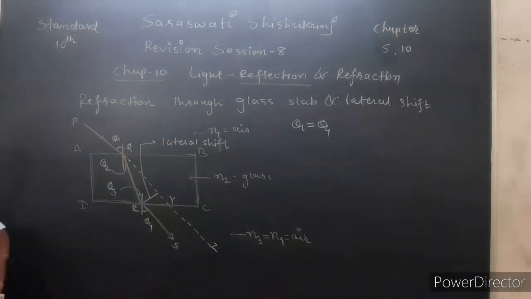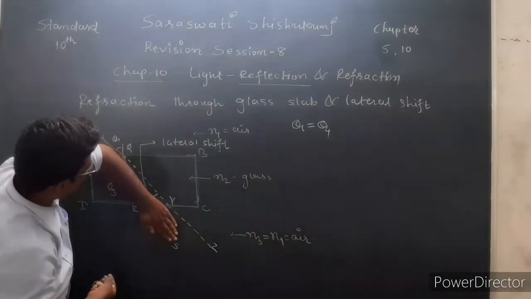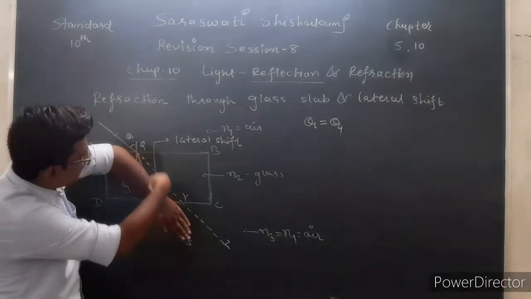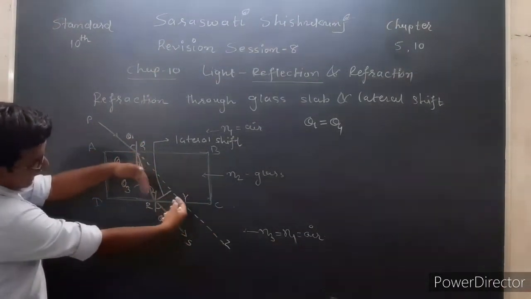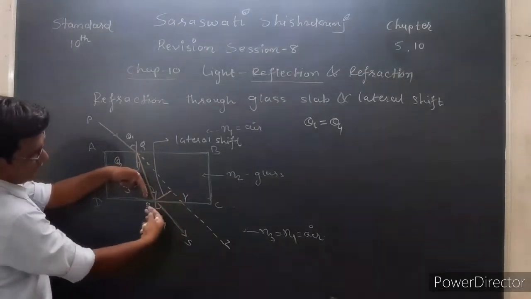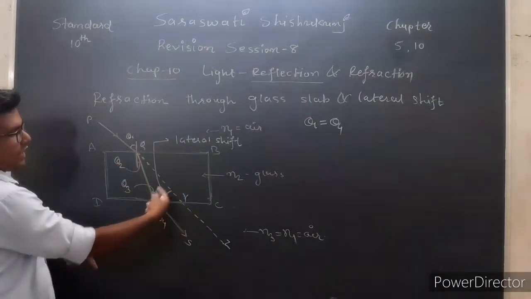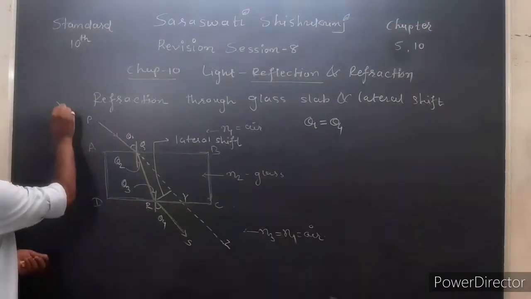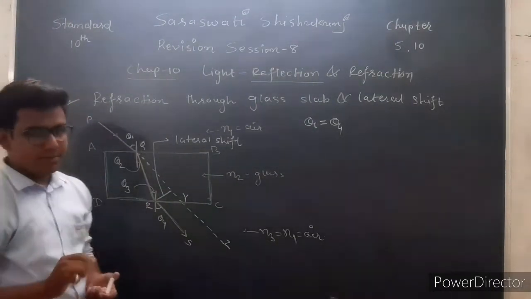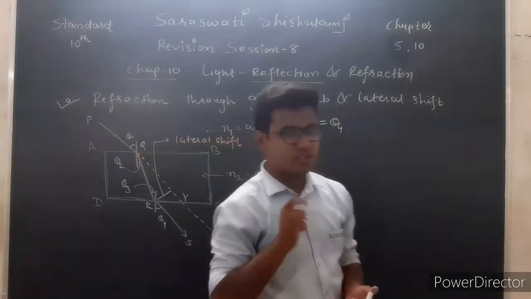Now, why did this shift happen? If we forget about the medium, it is changing, so it will be like this. But as we take the medium, our ray is shifted a little bit, right, and that perpendicular distance is considered as lateral shift. So this is the important question for 3 marks: explain refraction through glass slab.